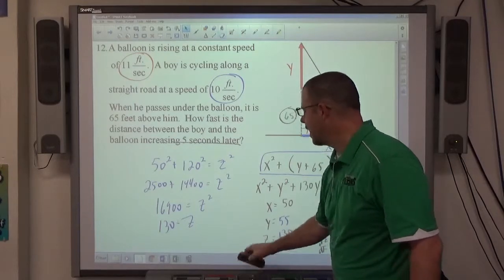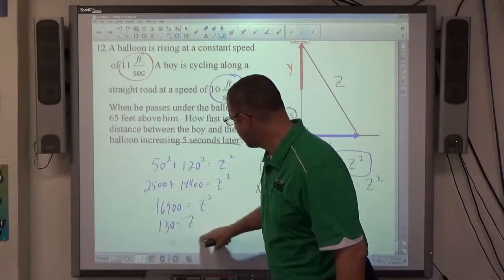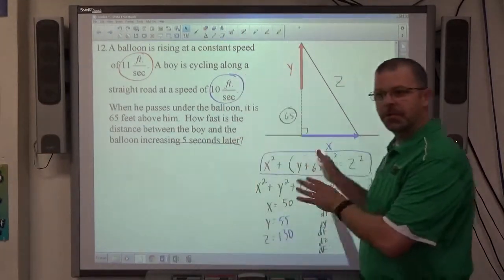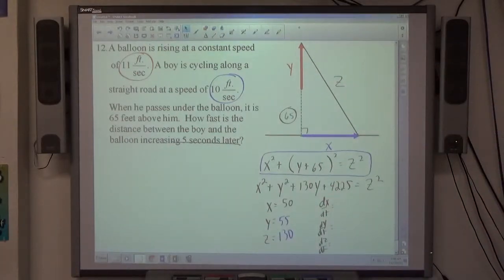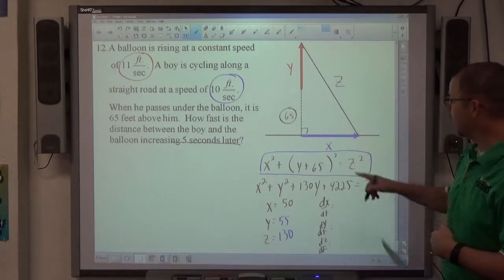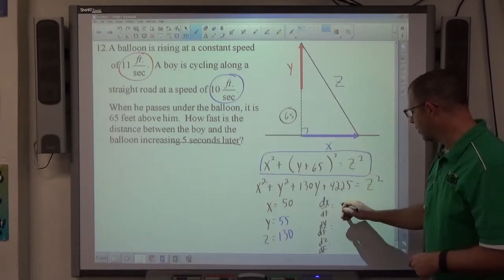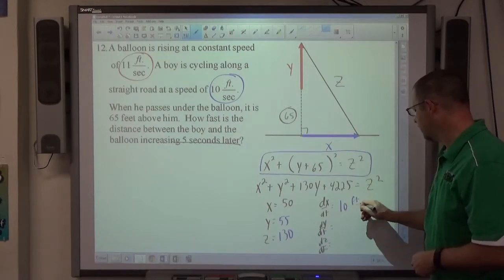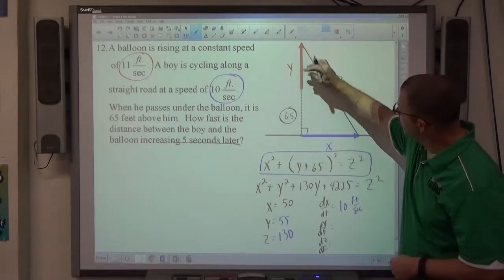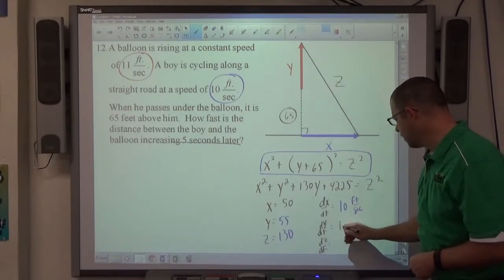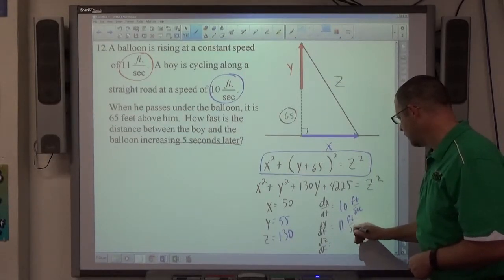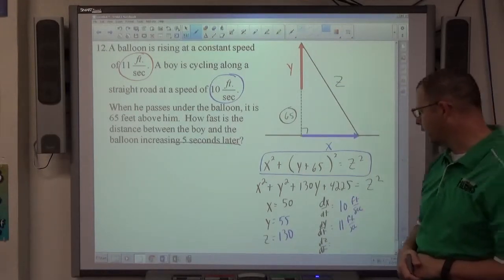I can't guarantee a Pythagorean triple happening on the test. Those are hard to make, but in a situation like that, if I can, I will. But x, y, and z are very easily found. And then dx over dt is the speed of the boy. The boy's distance is increasing. x is getting bigger, so it's positive 10 feet per second. The balloon is also, y is getting bigger, so dy over dt is positive 11 feet per second. And then, of course, dz over dt is what we don't know.